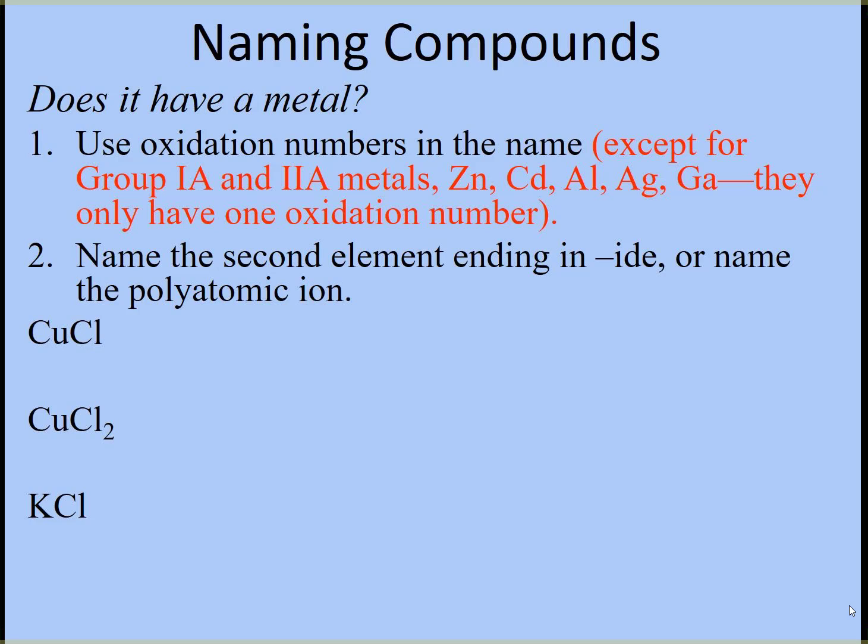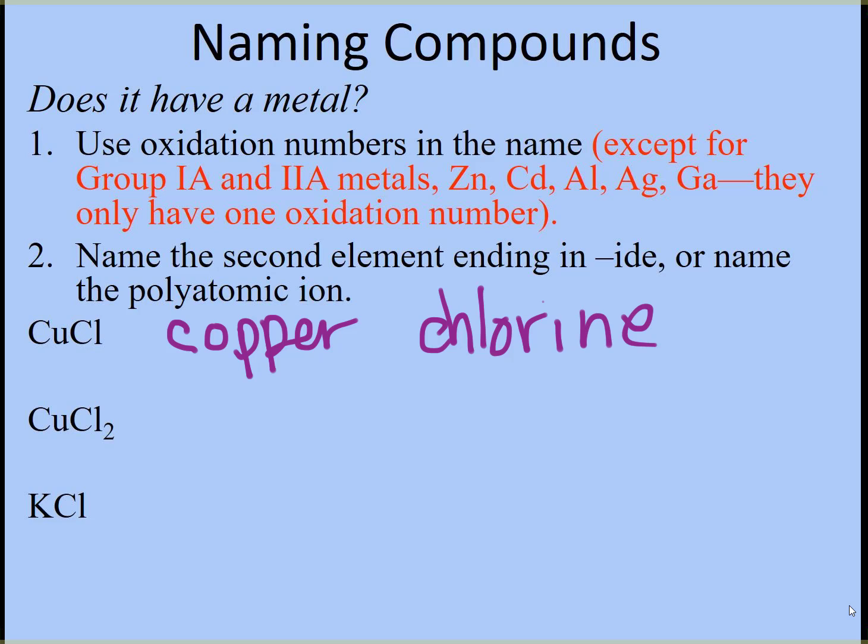So let's just dive in and do some practice with naming these compounds. So first of all, if it has a metal, then I'm going to use oxidation numbers. So I'm going to do this first one. This is copper. And then the second element, I'm going to drop the ending, the INE, and I'm going to put IDE. So that means that we have a chlorine that's now bonded to a copper. So this is copper chloride.